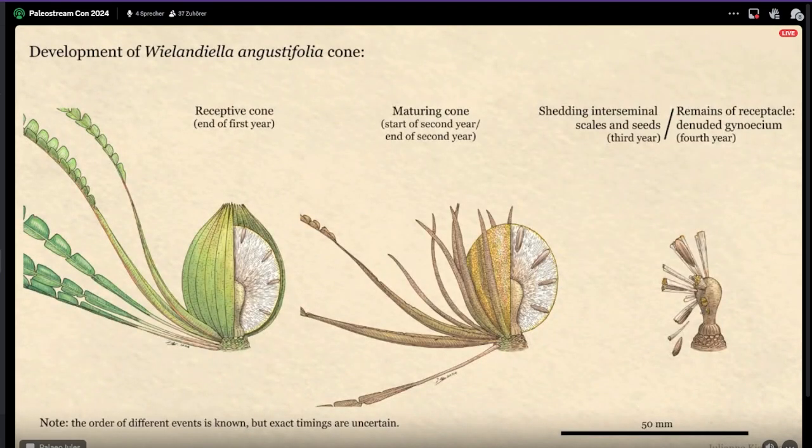This is a cone development, which I basically just described. So cone is pollinated, cone grows, and the bracts drop off. And then basically it just all disintegrates.